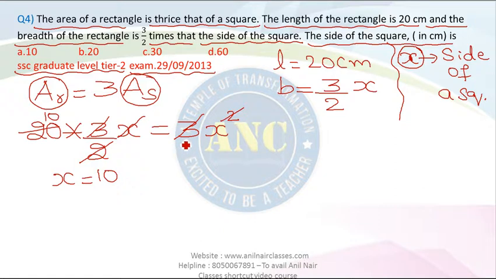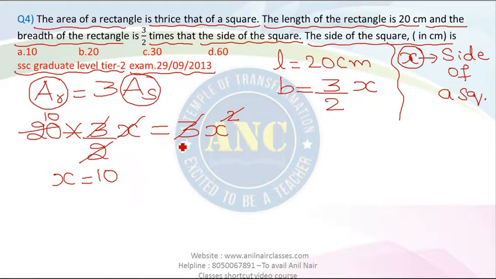Just check it out. Length is nothing but 20, into 3 by 2. Breadth is nothing but 3 by 2 times x. That is correct. The area of the rectangle is given in the question as nothing but 3 times that of a square. Yes, it is correct only.